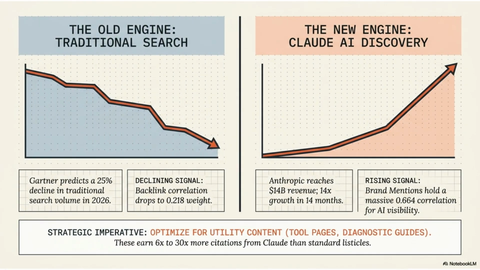Traditional search is declining, predicted to drop by 25% in 2026. Simultaneously, Claude AI discovery is on the rise. The key is to optimize for utility content, which earns significantly more citations from Claude than standard listicles.